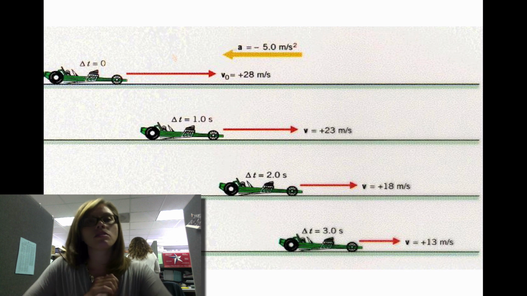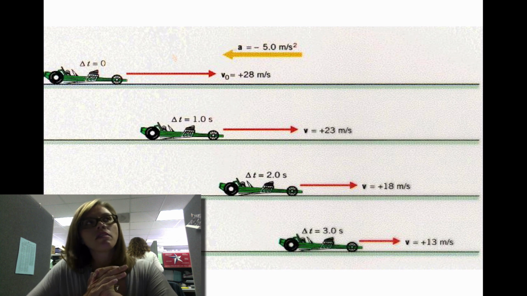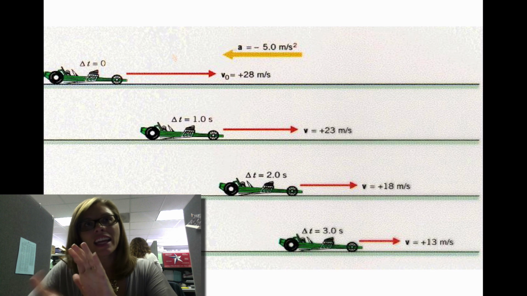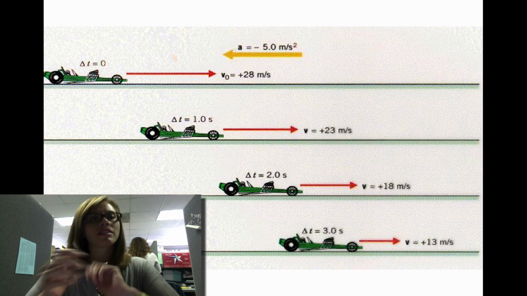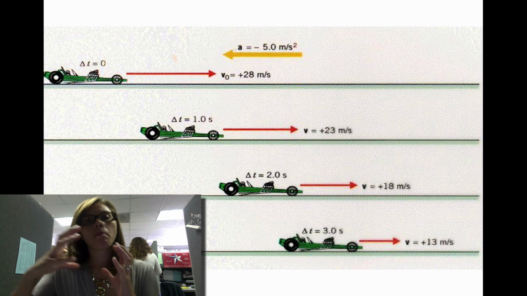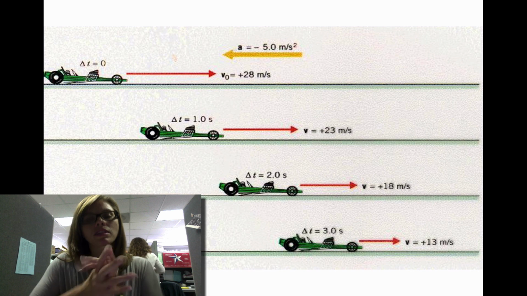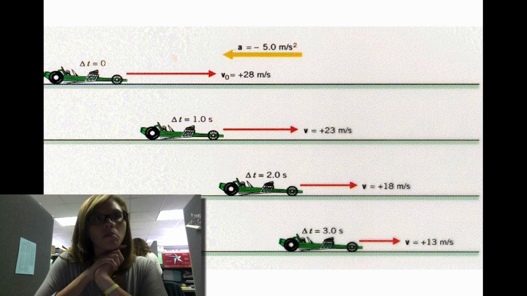We will not use the term deceleration in this class, because sometimes people say it means slowing down, but sometimes they mean negative, and it gets confusing because they don't always mean the same thing. So acceleration is both speed up and slow down, and we'll use the context of the problem to find out what's going on.